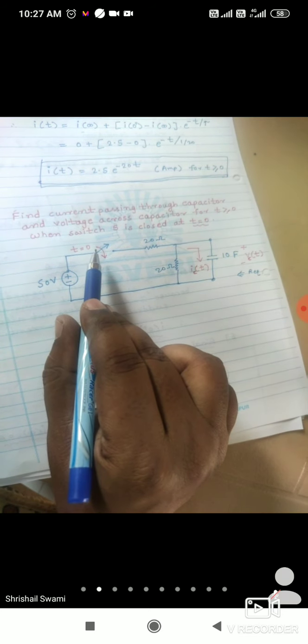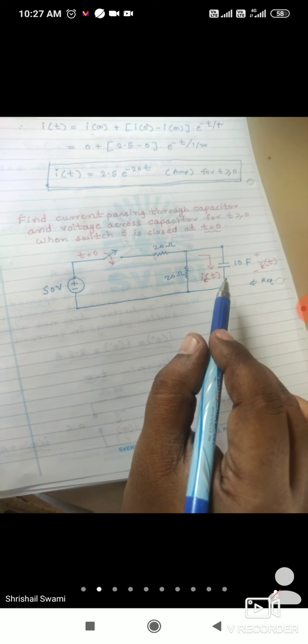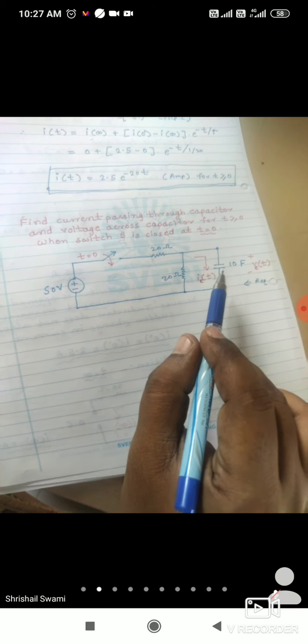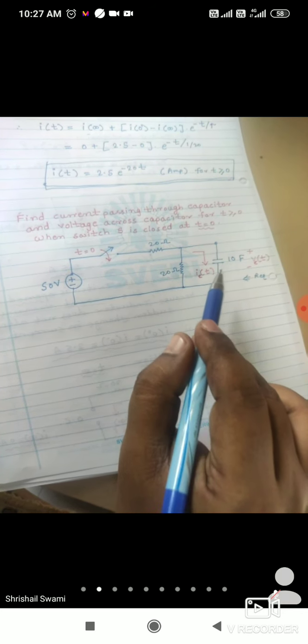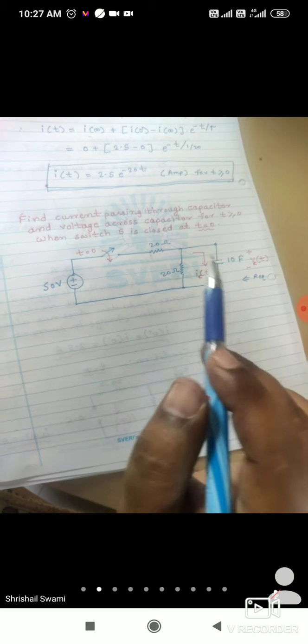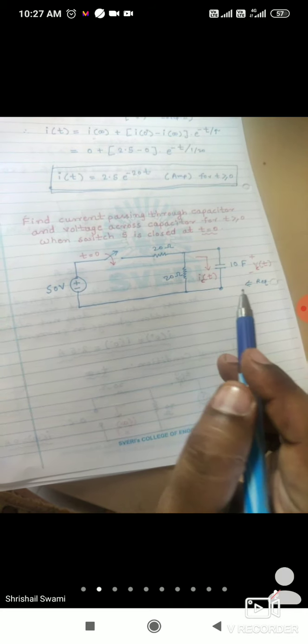So as soon as the switch is closed, the voltage never changes because the capacitor will not allow a sudden change in voltage. Therefore V of 0 plus is also 0 volt. Do you understand? So you can solve this problem according to the steps given. I have given a lot of hints. Then I of infinite for the final condition.